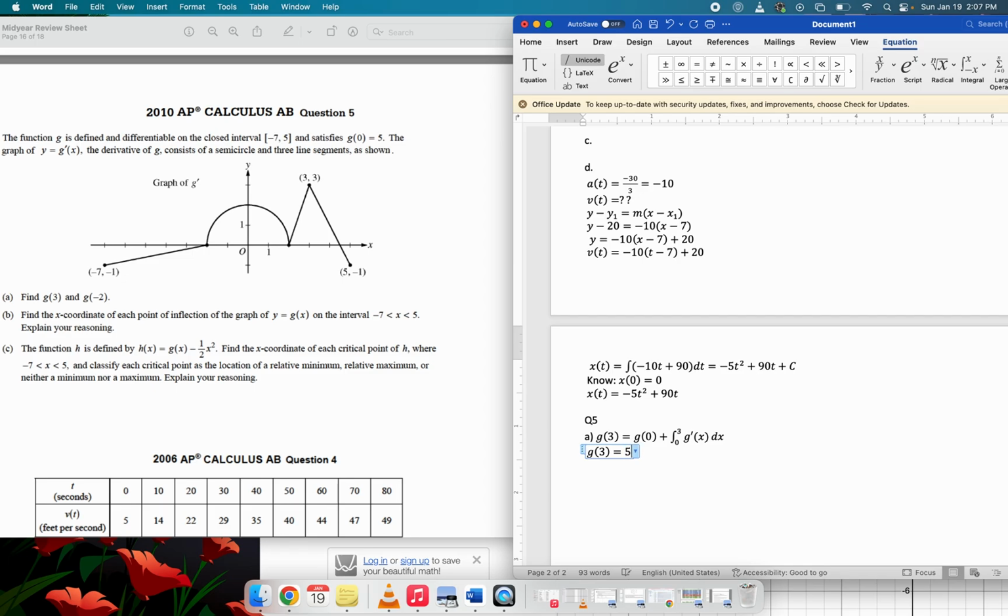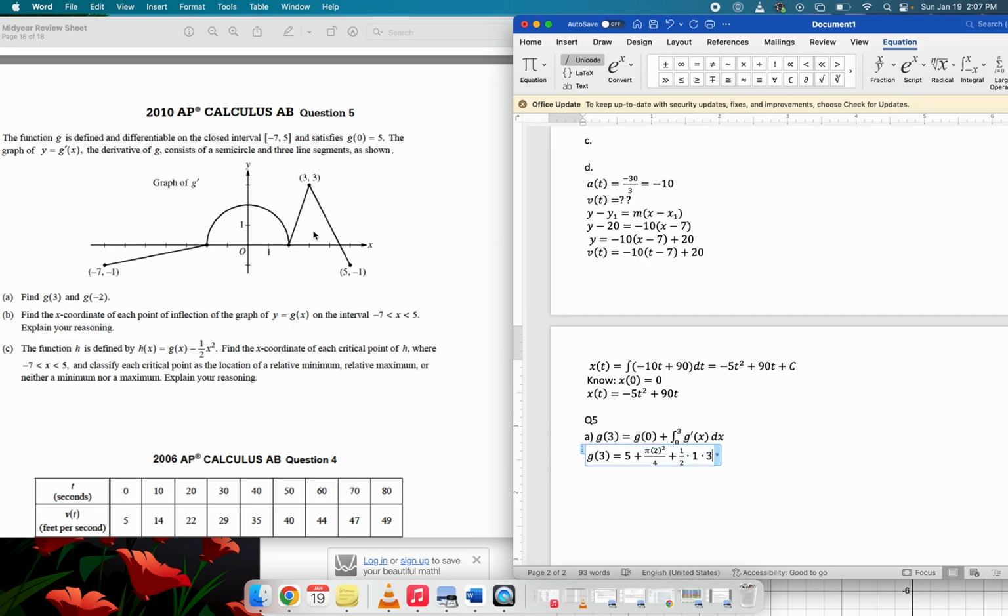Cool. G of 3 is what I want to know. I already know g of 0 is 5. And then this guy here is the area under the curve between 0 and 3. What is that? Well, first there's this quarter of a circle. The radius of this circle is 2. So the whole circle would have area pi r squared. So that would be pi times 2 squared. But of course, that's just a quarter of the circle, so I divide by 4. And then I've got this part of the triangle between 2 and 3. So 1/2 base times height. 1/2, the base is 1, and the height is 3. So whatever this is. Okay, I don't really care to simplify this.